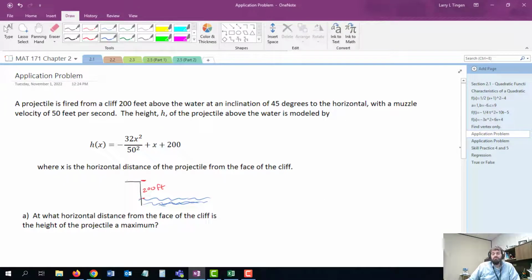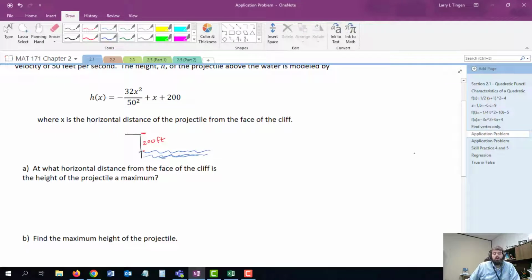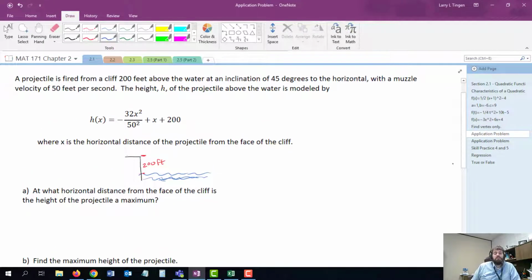So the question is, at what horizontal distance from the face of the cliff is the height of the projectile a maximum? Now, first off, the formulas here don't look exactly like the ones you're used to. And the reason for that is that x, in this one, is the distance from the face of the cliff. So it's how far do I move to the right? Okay, so if this formula looks weird to you, yes, that square is supposed to be down there, but work with it.